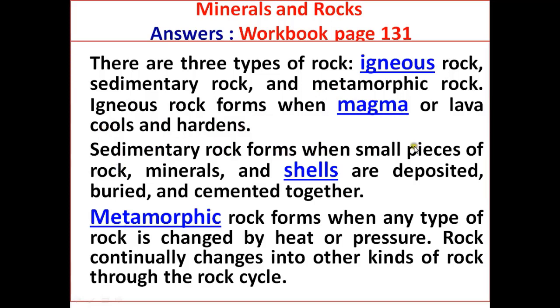Sedimentary rock forms when small pieces of rock, minerals, and shales are deposited. As we know, sedimentary comes from sediment, so that is the deposition of different things like rock, minerals, and shales, which are deposited, buried, and cemented together to get the sedimentary rock. Whereas the last answer: metamorphic rock forms when any type of rock is changed by heat or pressure. Rock continually changes into other kinds of rock through the rock cycle.